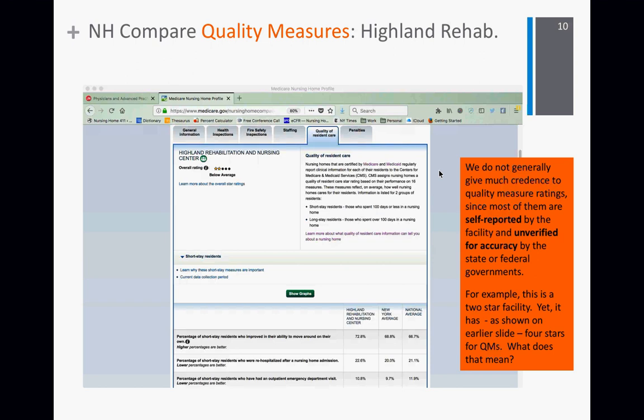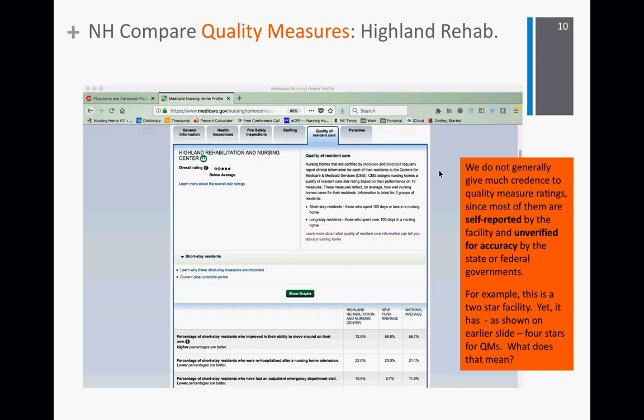So as I note here on the sidebar in orange, we don't generally give much credence to the quality measure ratings. We've actually had a debate this week about this on our Facebook page, which is facebook.com/LTCCC. There have been a number of studies out, and one that we recently posted, which engendered that conversation, found that facilities were inflating some of their quality measures. As I note here, historically, these quality measures have been self-reported by a facility and, like I just said about staffing, not verified by either the state or the federal government in terms of their accuracy.